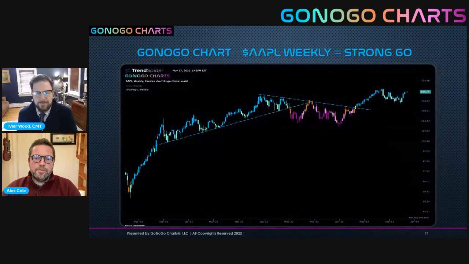Yeah. So now we can move down to a weekly chart. This is a weekly chart of Apple, and you can see those periods of trend really nicely highlighted by the colors that you see on the chart.